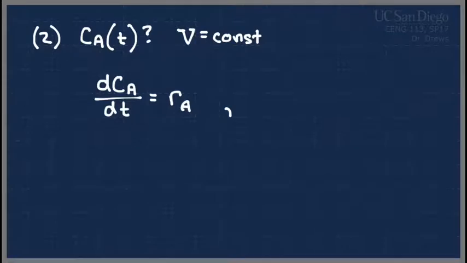We also know the form of that r_A because we were told that this reaction was elementary. So if the reaction is elementary, minus r_A has to be equal to the rate constant k times the product of all the concentrations of the reactants raised to their stoichiometric powers. The only reactant we had was CA, and its stoichiometric coefficient was 2. So that's our rate law.